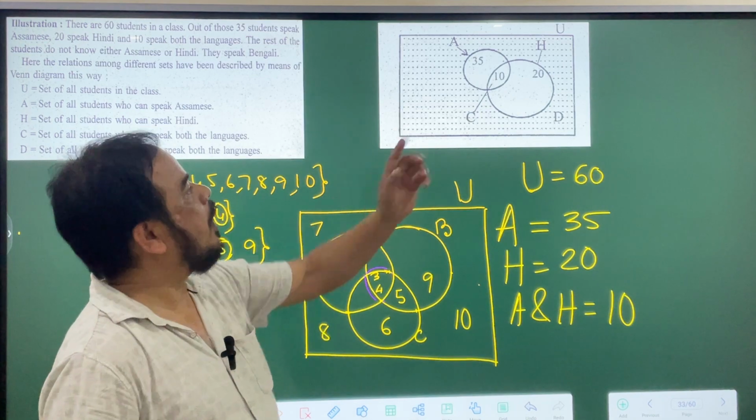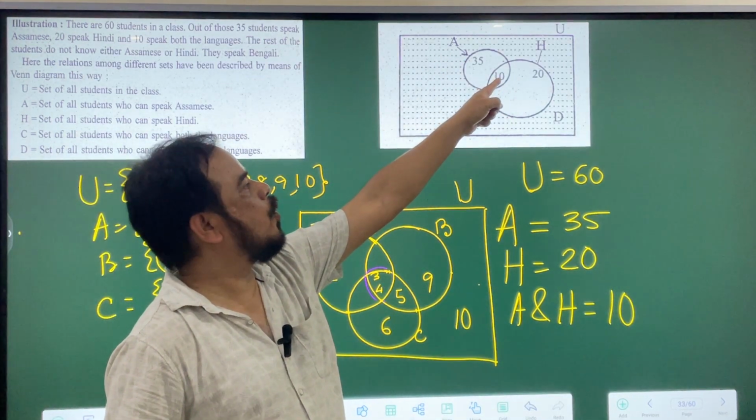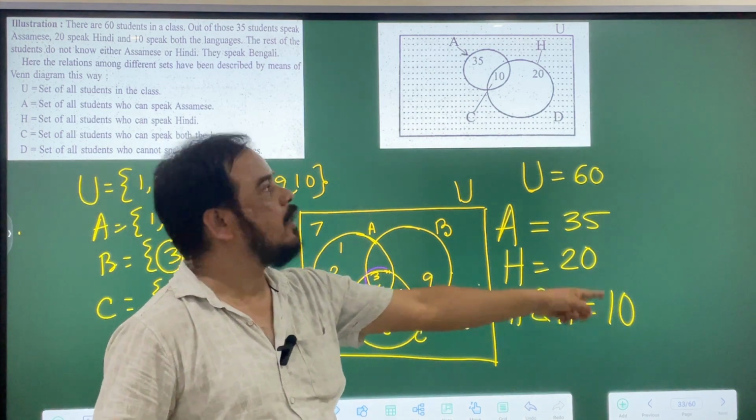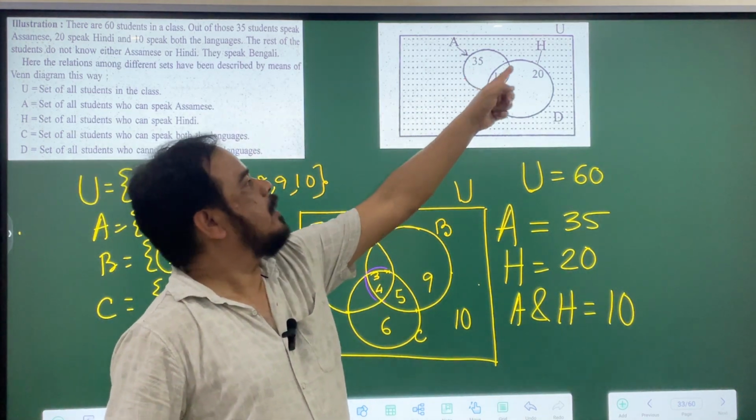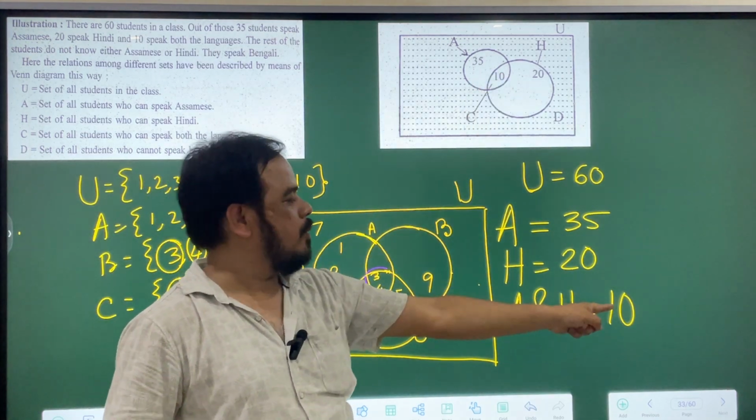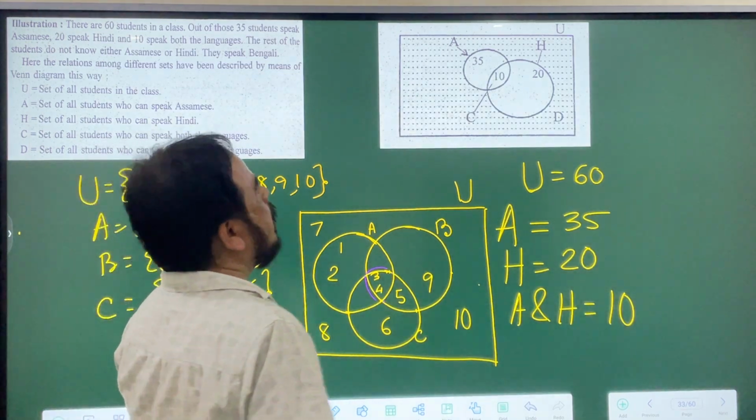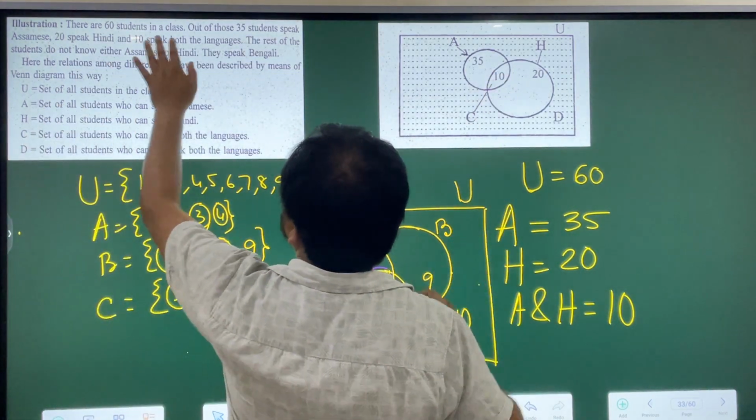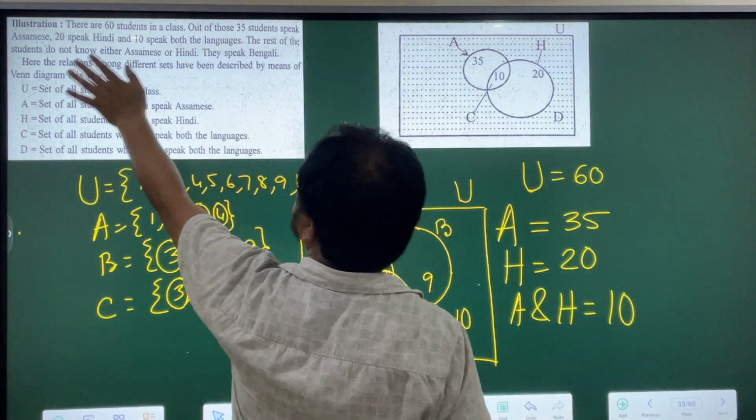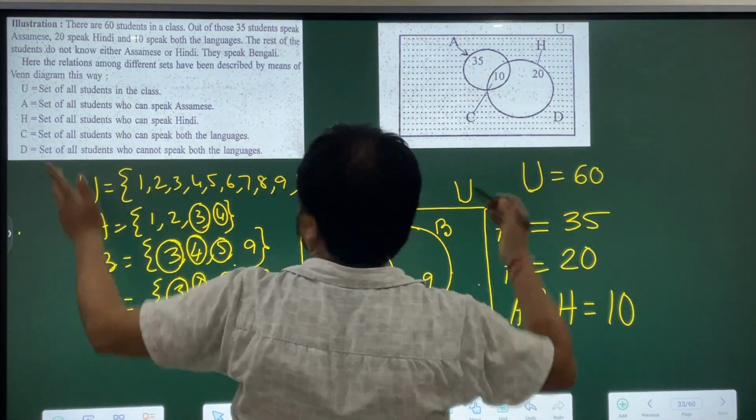That is why for set A and set H, this is the place kept for common, in which 10 is written. This is Assamese speaking, this is Hindi speaking. Common speaking 10. This is U. I hope you understand. Out of those 35 students speaking Assamese, 10 also speak Hindi. This is the Venn diagram.